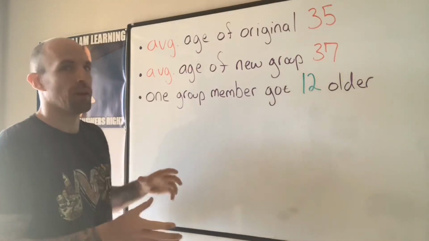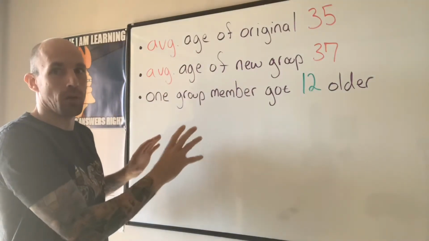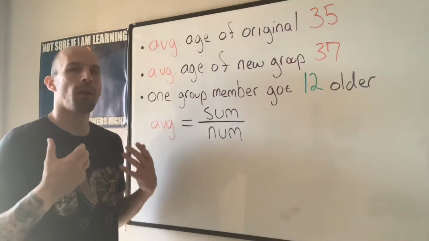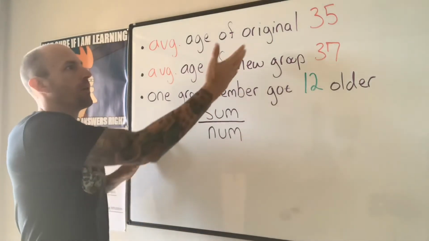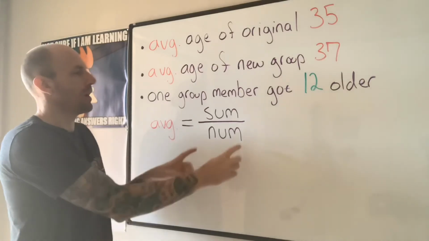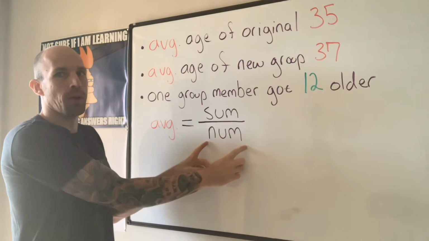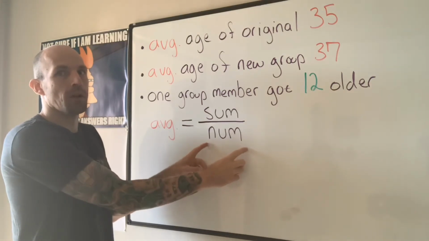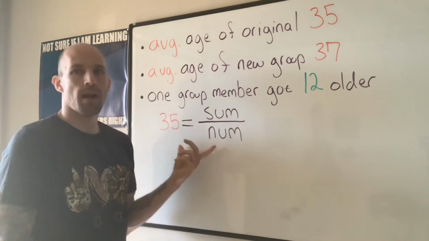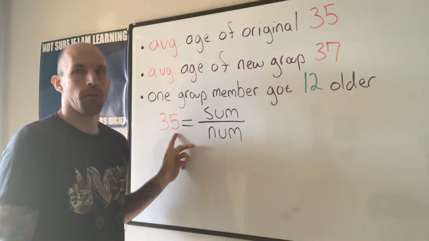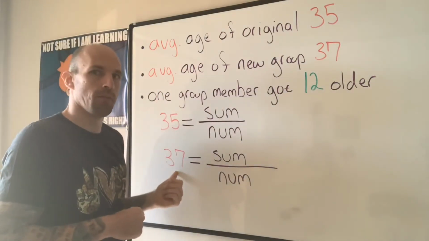The next step is to translate these statements into mathematical statements that we can work with algebraically. Recall that the average of any set of numbers, whether they're ages or something else, is the sum of all the individual numbers divided by the total number of numbers. We're going to use that definition of an average to solve this problem. The average of our first group is 35. The average of the new group is 37.